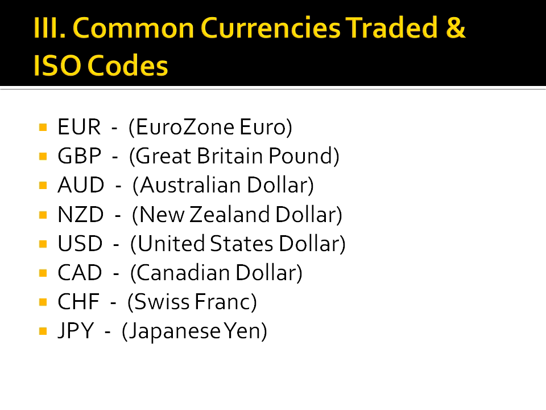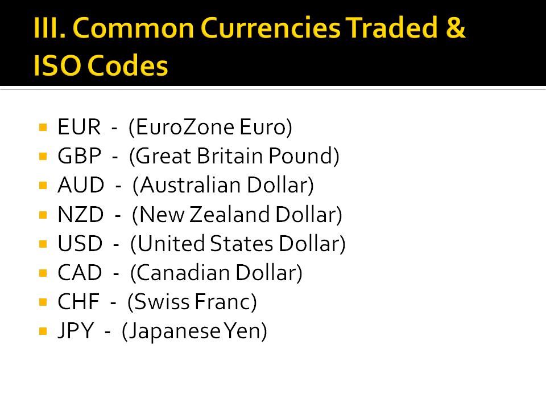So here are the 8 most commonly traded currencies, starting with the euro, the Eurozone euro, the Great Britain pound, the Australian dollar, the New Zealand dollar, the United States dollar, the Canadian dollar, the Swiss franc, and the Japanese yen. These are the top 8 most commonly traded currencies. Now in Forex, there are many other currencies, but these are the ones that are traded by 95% of everybody that trades currencies.